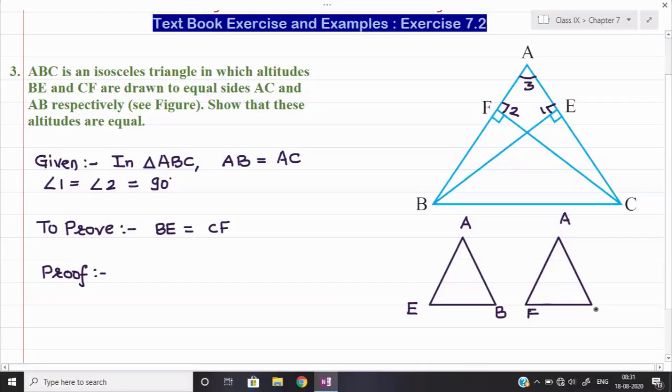E and F, C I have taken at the same location, because they are the points of perpendicular, so they will be corresponding. A and A I have also taken at the same location, so automatically B and C will come on the third location. Now see, angle AEB, you observe, is actually angle number 1, and angle AFC is my angle number 2, and these two angles are equal because both are 90 degrees, right?